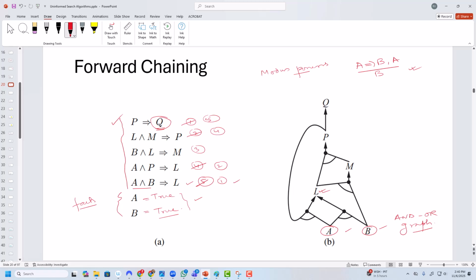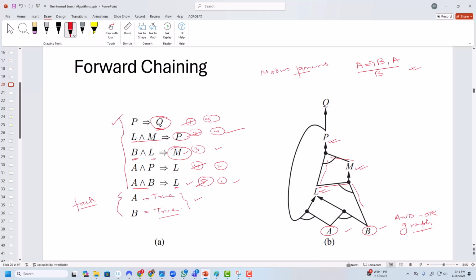We have applied A and B. Now rule 3 will apply, because we know B is true and we have already shown L is true. From L and B we derive M to be true, applying rule 3. Then we can apply L and M implies P, which is rule 4. M is true by rule 3, so L and M together give me P. Once I know that P is true, then P implies Q will also be true.